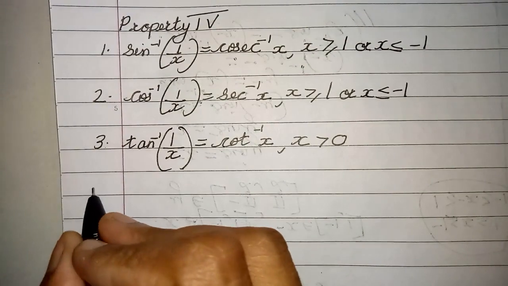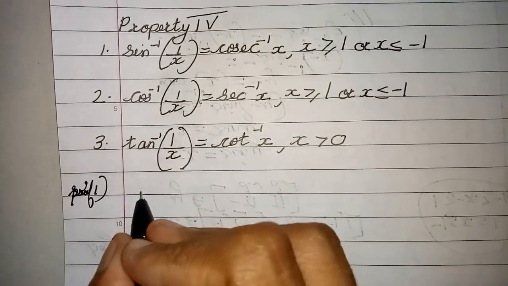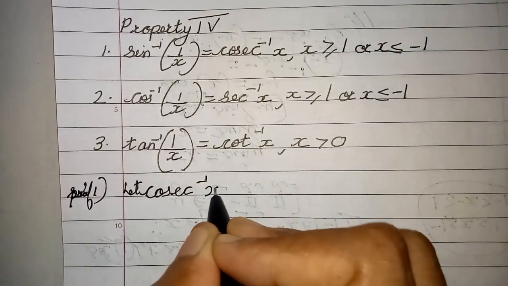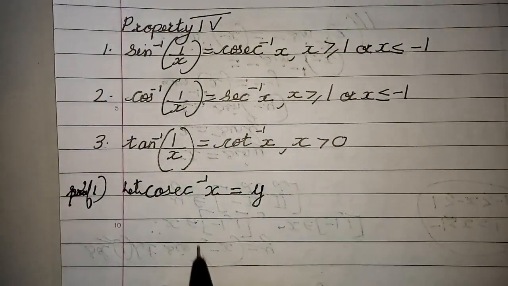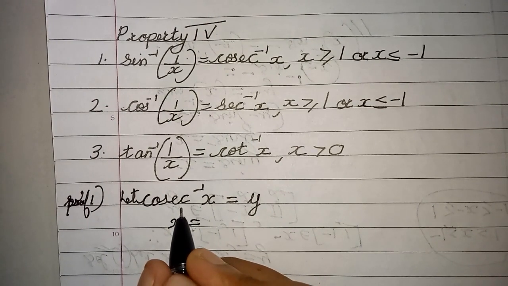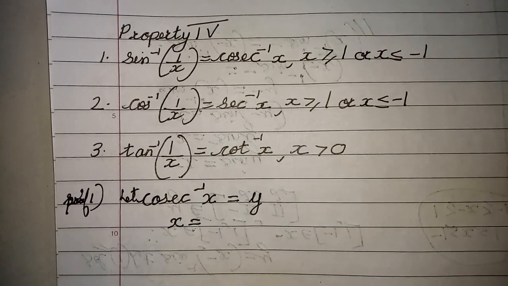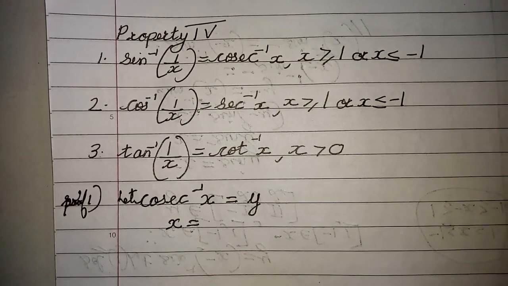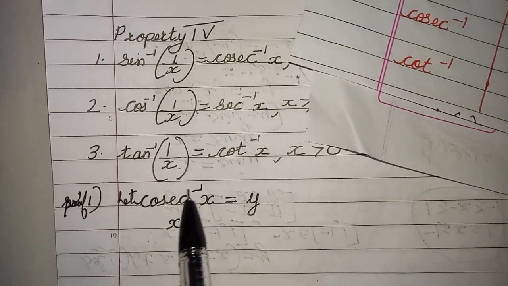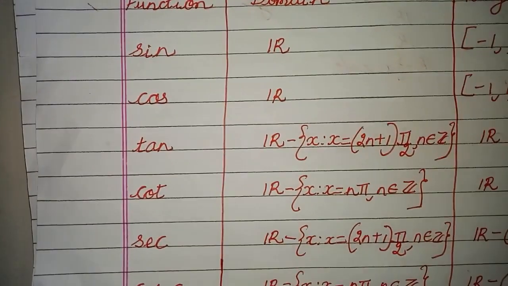So let me do the first one. Proof of the first one. So let me take cosec inverse of x. Let me use another variable y. Because of my choice, just now I told you, because of my choice of cosec inverse, I can very well move this side, right? Because when I move it there, what will happen to your range, because of your choice of your range?